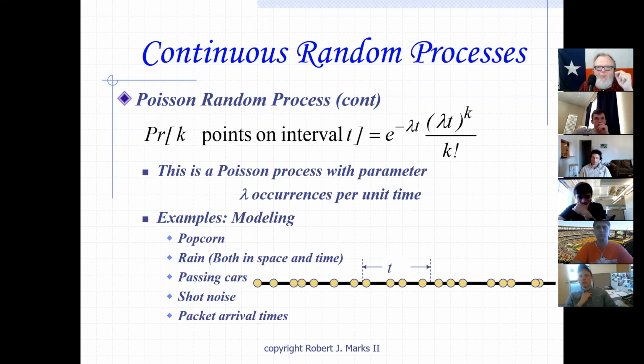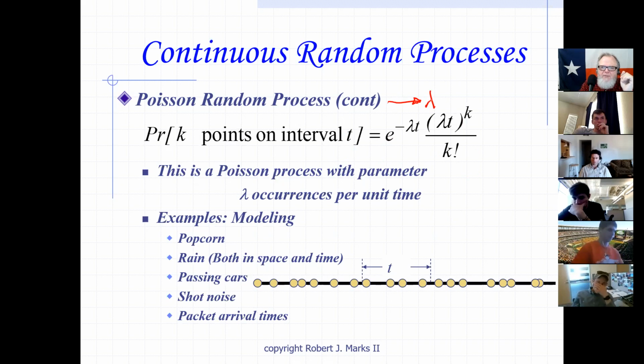Here is the important point. The only thing that a Poisson process requires in order for definition is lambda. Lambda is the average number of occurrences per second. It's a parameter of the stochastic process. As we mentioned, lambda for popcorn is going to be a lot larger than the lambda for cars going by on University Avenue.